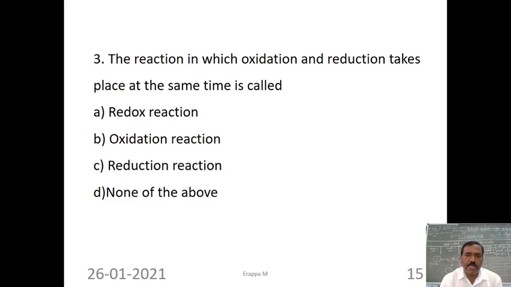Question number 3: the reaction in which oxidation and reduction take place at the same time is called: A, redox reaction; B, oxidation reaction; C, reduction reaction; D, none of the above. For question number 3, since oxidation and reduction take place together, A is the answer, that is a redox reaction.